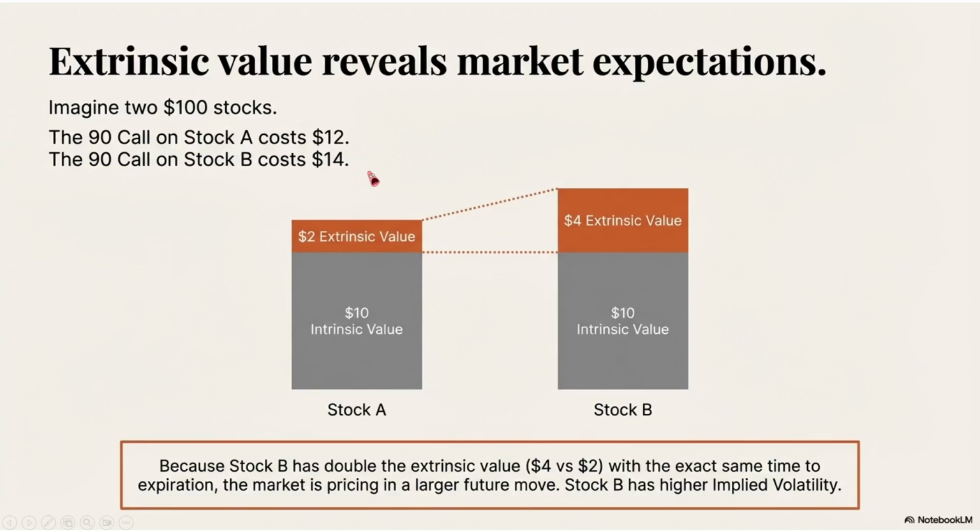$4 extrinsic value. Because stock B has double the extrinsic value with the exact same time to expiration, the market is pricing the larger future move, which means stock B has higher implied volatility, as we can see from here.